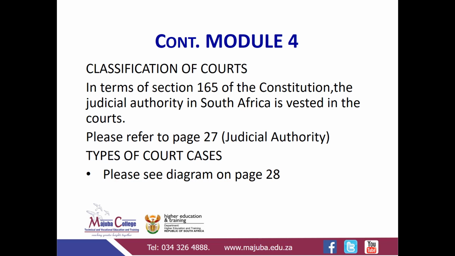Organs of state, through legislative and other measures, must assist and protect the courts to ensure the independence, impartiality, dignity, accessibility and effectiveness of the courts. An order or decision issued by a court binds all persons and organs of state to which it applies. The Chief Justice is the head of the judiciary and exercises responsibility over the establishment and monitoring of norms and standards for the exercise of the judicial functions. Who is our Chief Justice? It's Judge Mogoeng Mogoeng.